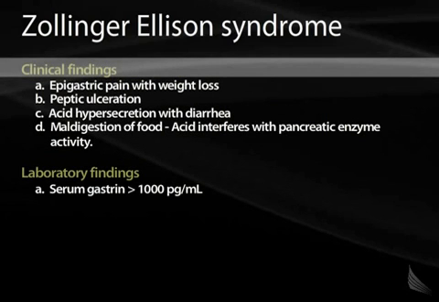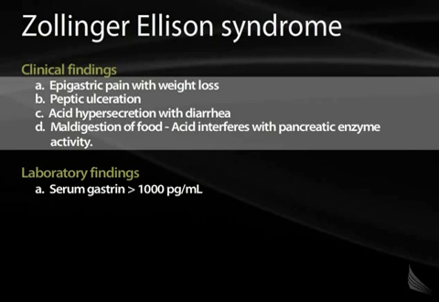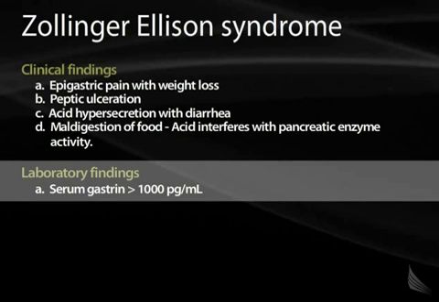Clinical findings in Zollinger-Ellison syndrome are epigastric pain because of the ulcer, as well as weight loss. Peptic ulceration will occur because of increased gastric acid production, and there's increased acid hypersecretion with diarrhea. Maldigestion of food occurs because, as we discussed earlier, pancreatic lipase is affected when the duodenal pH is greater than 4 to 5. In the presence of acid in the duodenum, pancreatic enzyme activity is affected, and patients can present with steatorrhea. Laboratory findings will include a serum gastrin, which is markedly elevated and is often greater than 1,000 picograms per mil.